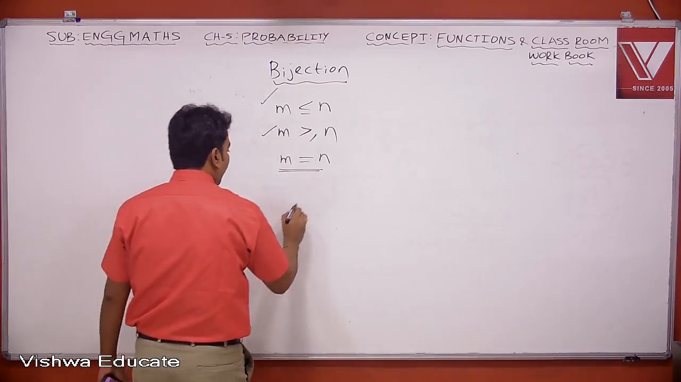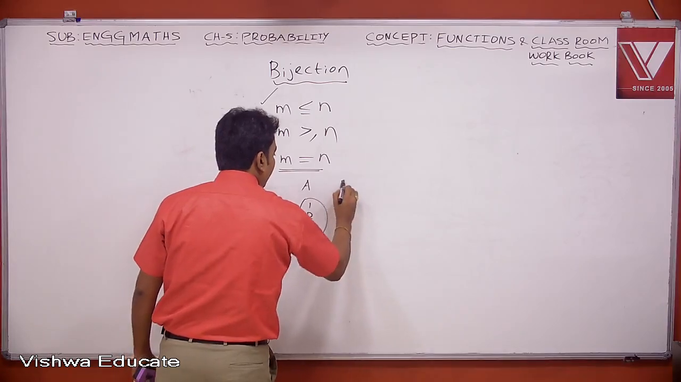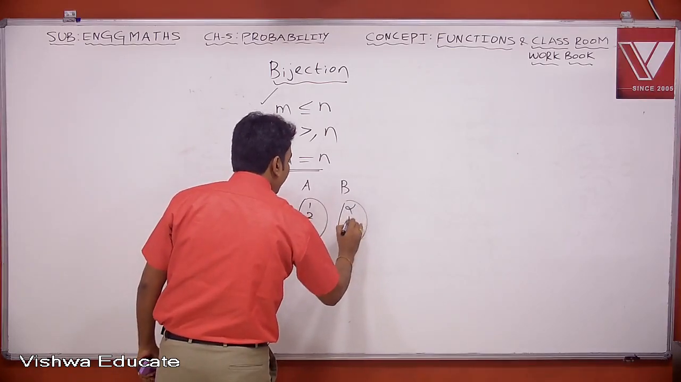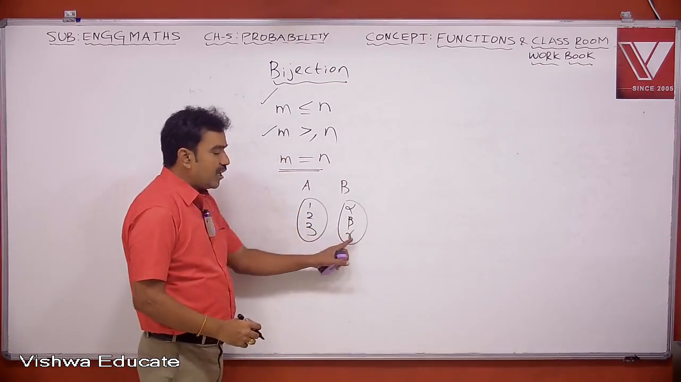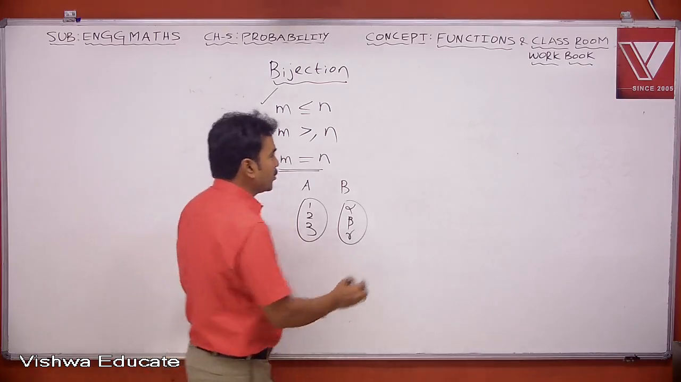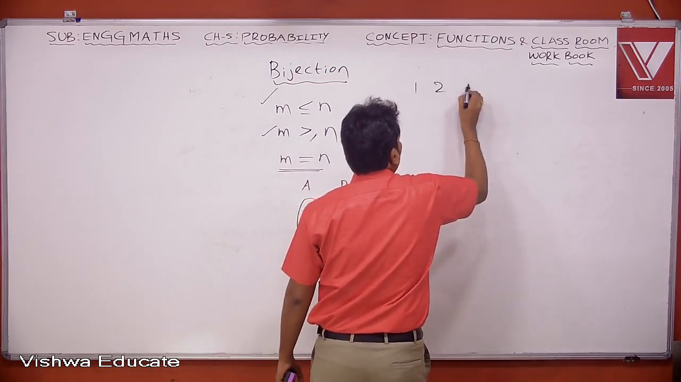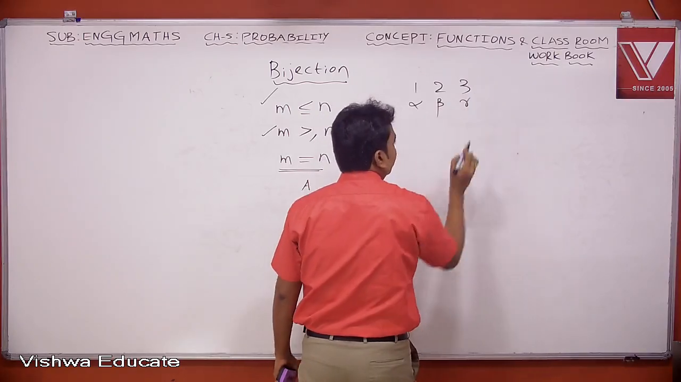Let us see an example. Suppose A has 3 elements 1, 2, 3. Suppose B has 3 elements alpha, beta, gamma. Now both have an equal number of elements, so bijections are possible. How many bijections are possible? Let us see. So 1, 2, 3. Image of 1 is alpha, image of 2 is beta, image of 3 is gamma.